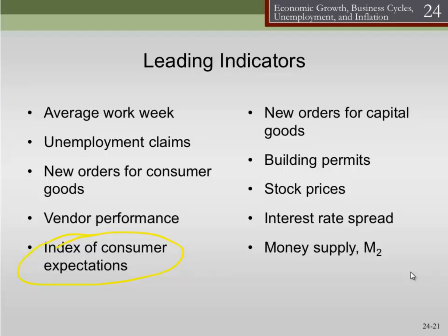New orders for capital goods. So businesses, do they feel confident enough about the economy to actually buy the stuff they need to produce stuff? Building permits, that one sucks. Stock prices, that one sucks. Neither one of those really move very well with the economy.